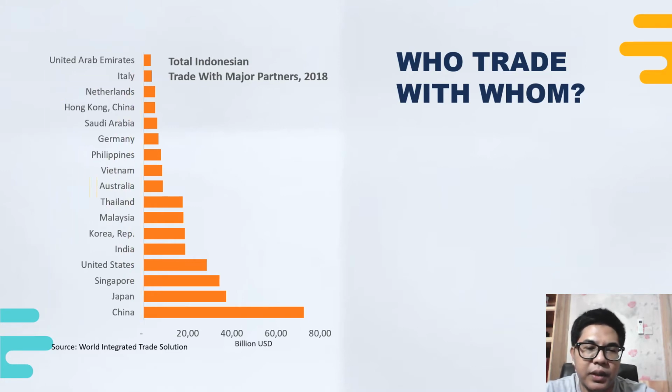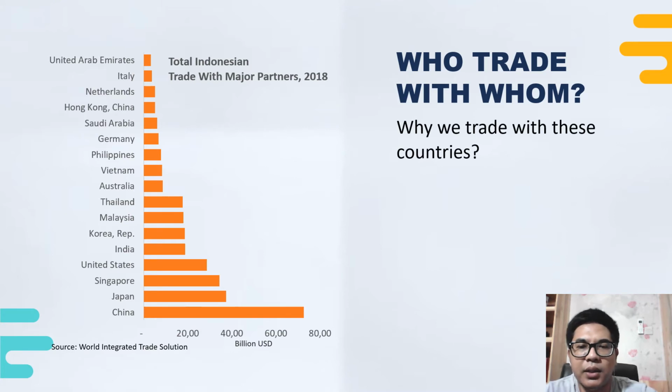And if we sum up the value of international trade of all 17 major partners, it will show a number of 400 billion US dollars. It means that of the 30% of world output that is being traded, 1.43% comes from Indonesia. So why does Indonesia do international trade transactions with these countries?